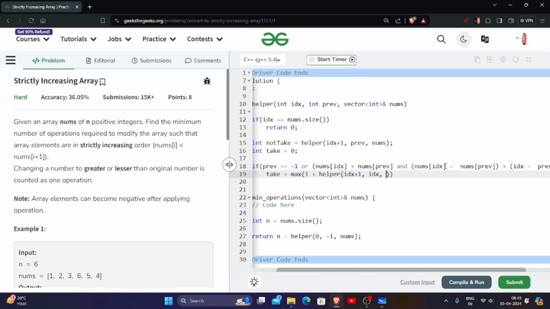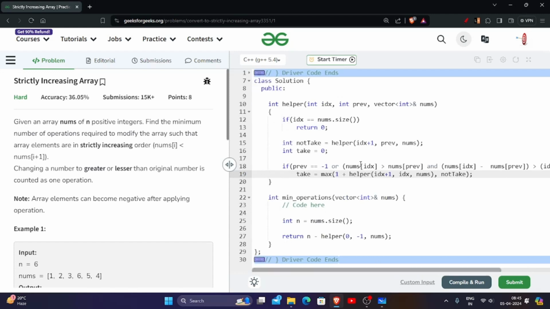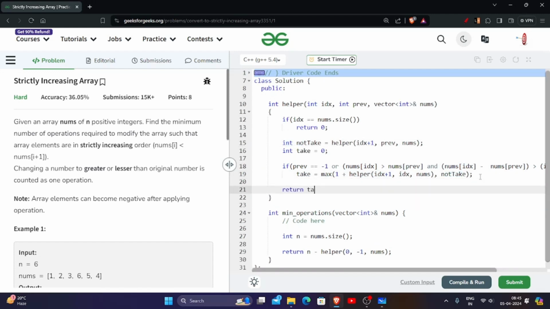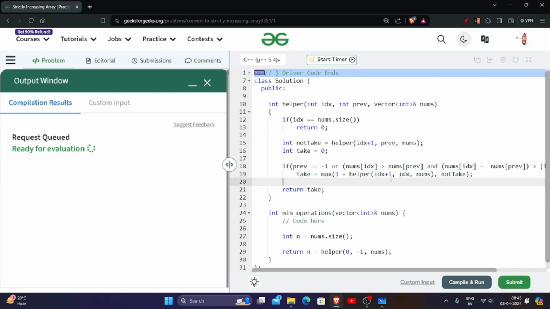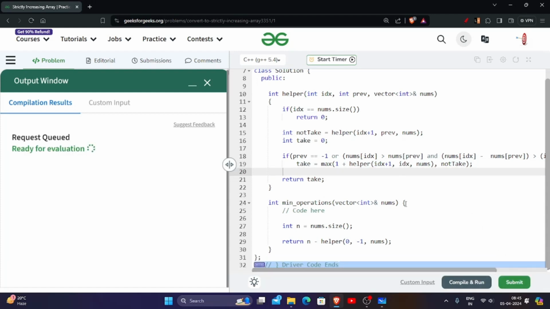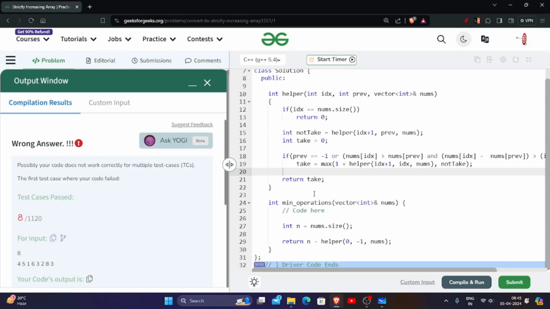This time my prev would be index because now I have taken this element, nums, and the not take I have already taken above. That means this time either I'm taking, and the not take, that means I am still not taking. And then return take would be our answer because I have already done the max here. So let's see. So we are getting 2. Hopefully it works fine. It will give us a TLE, but right now we are getting a wrong answer in this.